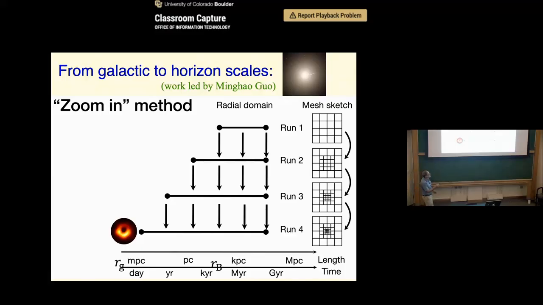So how would you do that? Well, we use the standard sort of zoom technique that's been used in cosmology. You just use AMR to evolve the galaxy scale for a few hundred million years, and then you refine the mesh to resolve inner scales, and you refine again, and you refine, and you just zoom in all the way down to the horizon and capture the dynamics of what's going on down at the smallest scales.